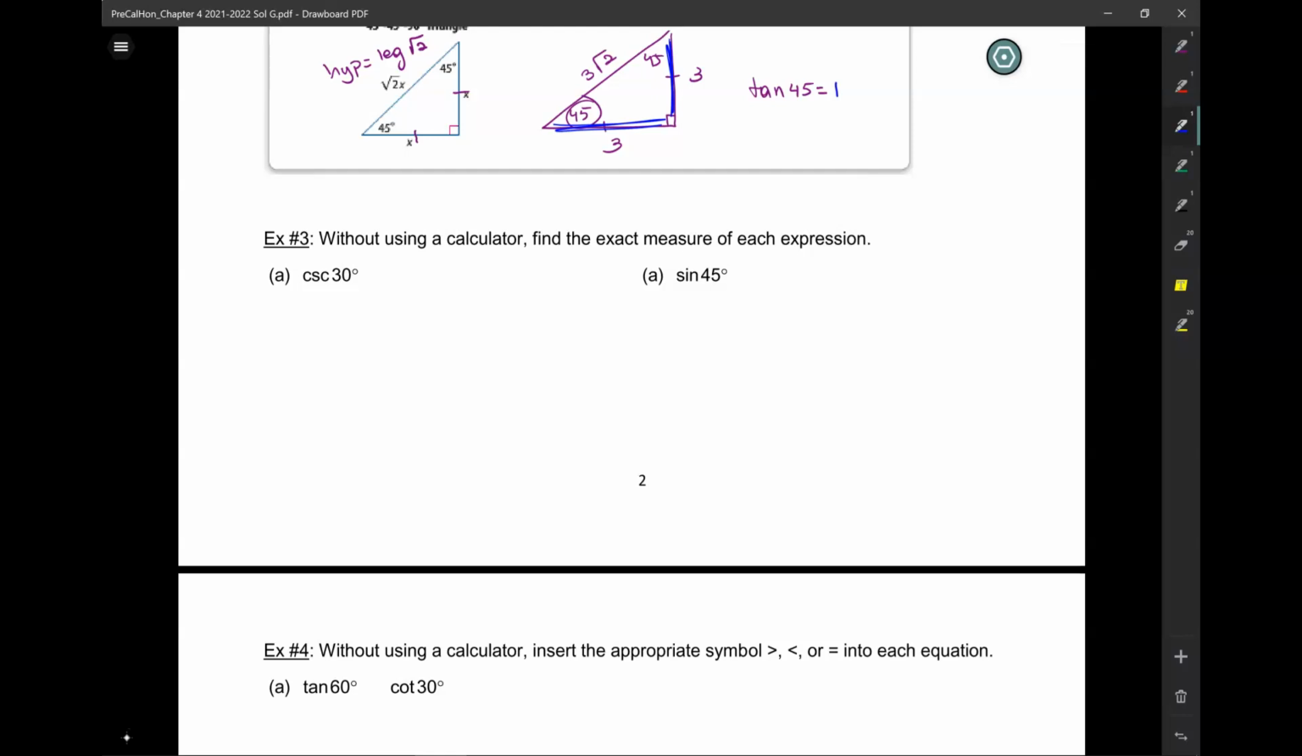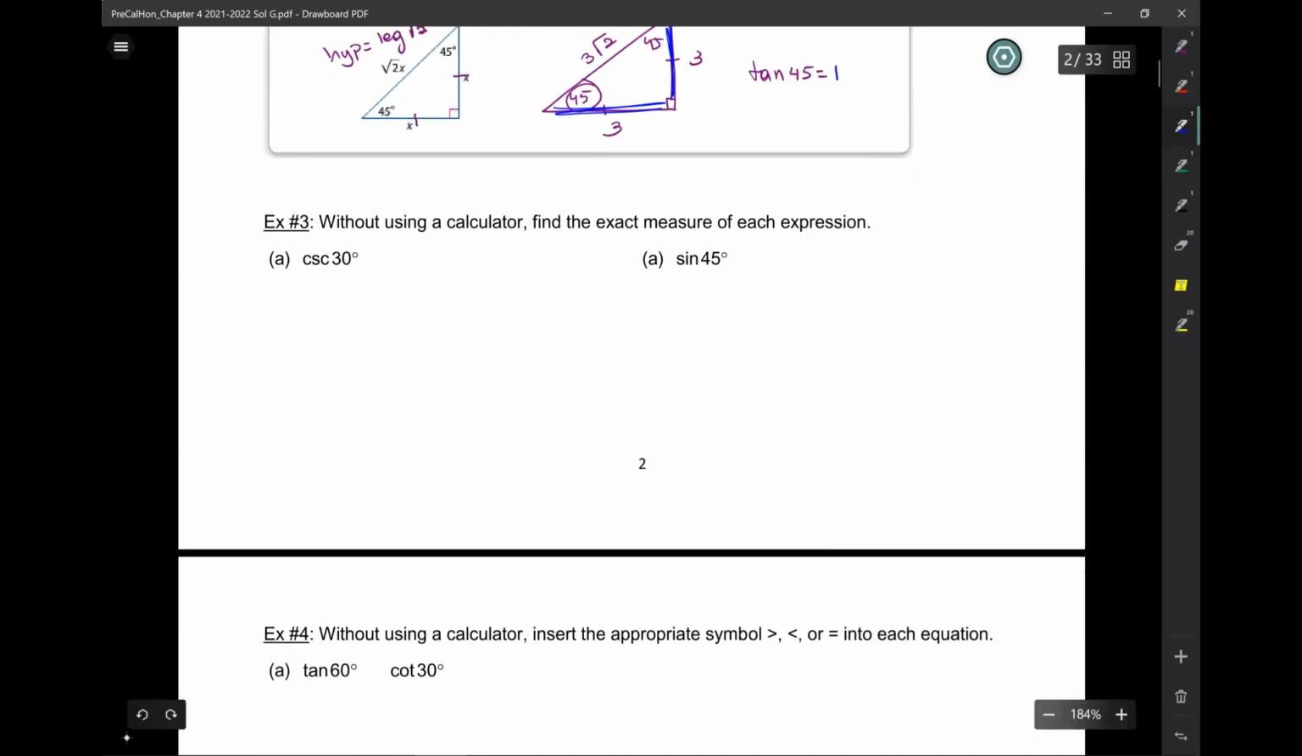Yes? So then wouldn't sine and cosine also be the same? Yes, it would be the same, right? Because the sine is the ratio of the opposite to the hypotenuse. Cosine is the adjacent to the hypotenuse. So yes, they're the same. Okay? In fact, we're going to do that right now.